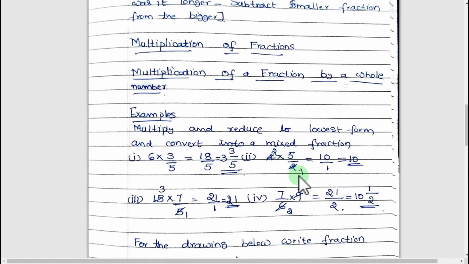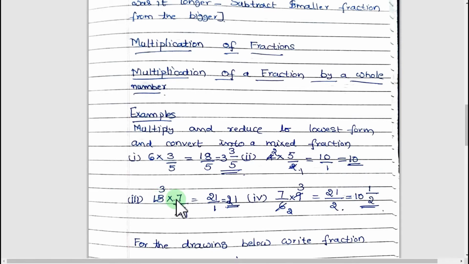Next question. 4 into 5 by 2. See here, simplification, or cancellation, that is division, is possible. Now 2 and 4. Here 2 is a factor of 2 and 4. Divide it using the table of 2. 2 1s are 2. 2 2s are 4. This way division is also possible. So here we got 1. Further division is not possible. Now multiply numerator into numerator. 5 2s are 10, divided by 1. 1 in the denominator. 10 by 1 is 10.